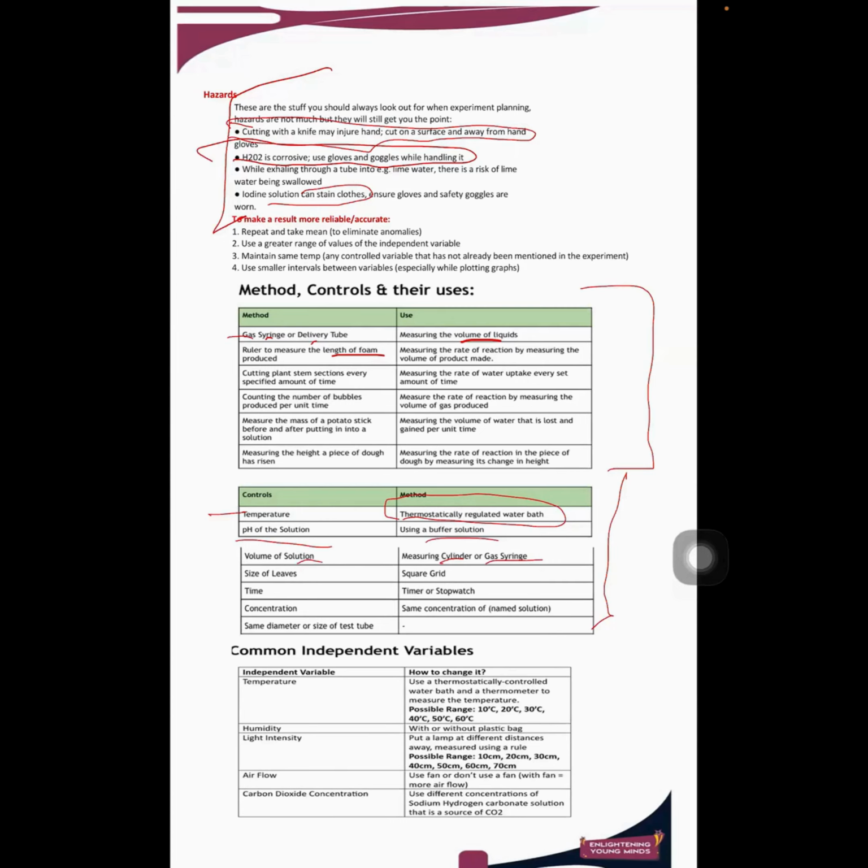Okay, next, we have been through these before. How to change the temperature: using a thermostat. How to change humidity: using a plastic bag. How to change light intensity: give the lamp at different distances. Airflow: using a fan. Carbon dioxide concentration using what? Sodium hydrogen carbonate solution. Take a screenshot of this also.